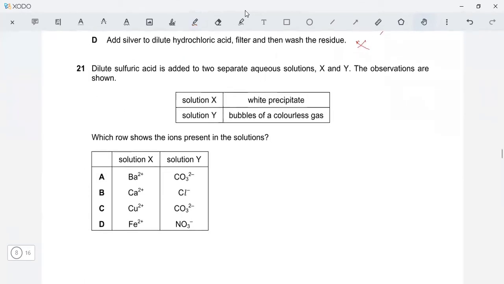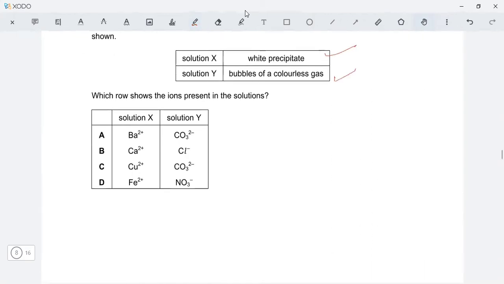Question 21. Dilute sulfuric acid is added to two separate aqueous solutions, X and Y. The observations are shown. X gives a white precipitate and Y gives bubbles of colorless gas. So look at solution X, the white precipitate, and solution Y is supposed to bubble up gas. Obviously iron two is supposed to be green, so this option is wrong. Copper is blue. This option is also wrong.